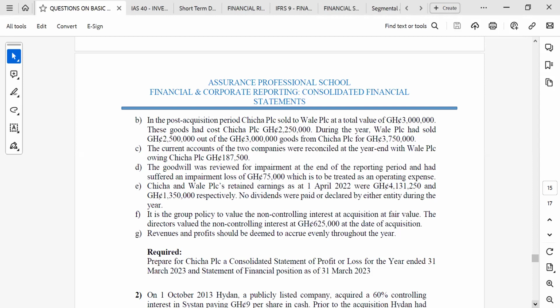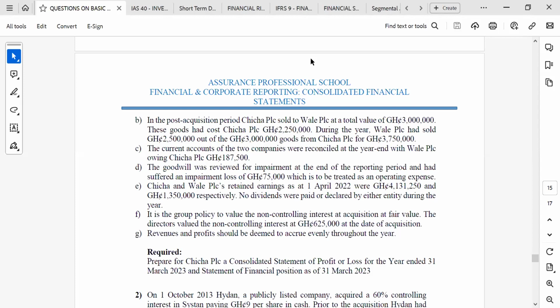So we are still going to be having Wale PLC. This is the current account of this one. Let me see, the 500 minus 125. Okay, so the current account. Okay, let me take that again.